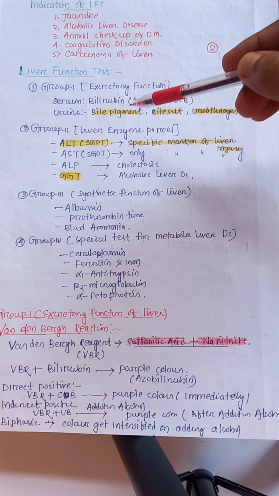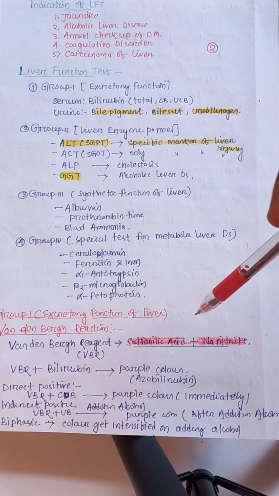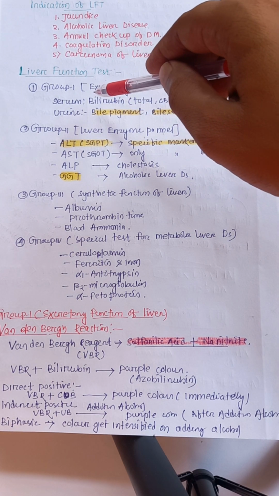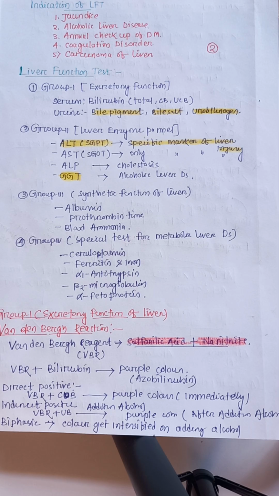Liver function tests are classified into group 1, group 2, group 3, and group 4. Group 1 is excretory function, like bilirubin, bile pigments, bile salts, and urobilinogen in the urine. In serum we will check bilirubin: total, unconjugated, and conjugated.